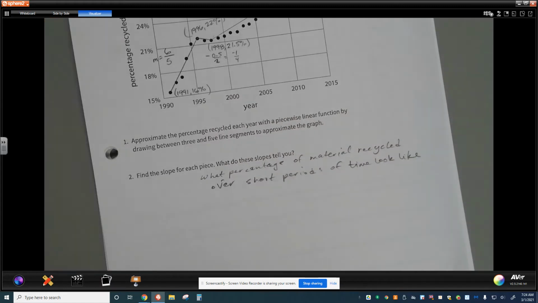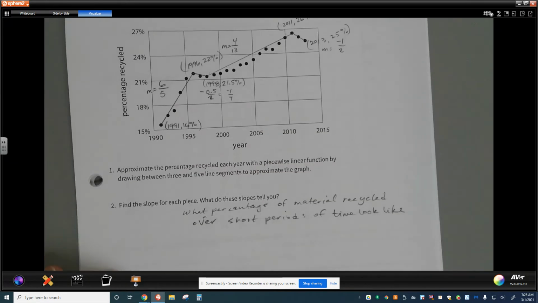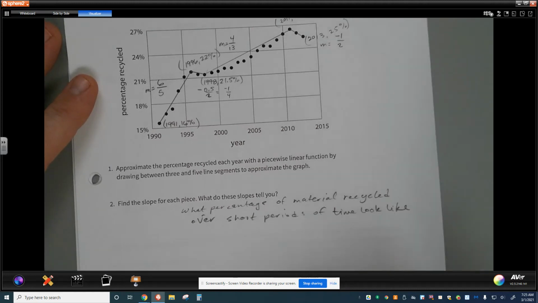Okay, so just looking at this and breaking it up into smaller pieces can help us to understand the data a little bit more, and we can look for trends and we can look for other information that would help us to understand that a little more.